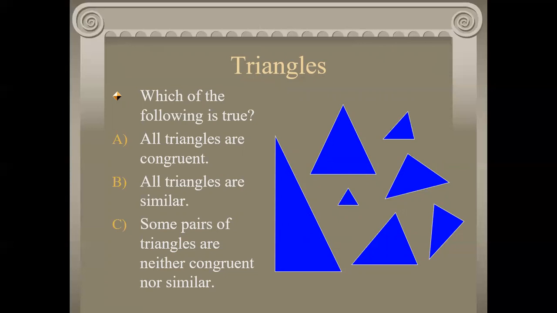The left-sided one is not the same shape as the above right one. So they are different shapes. That's why they are not similar. But some pairs of triangles are neither congruent nor similar. That's true. So number C is the correct answer.